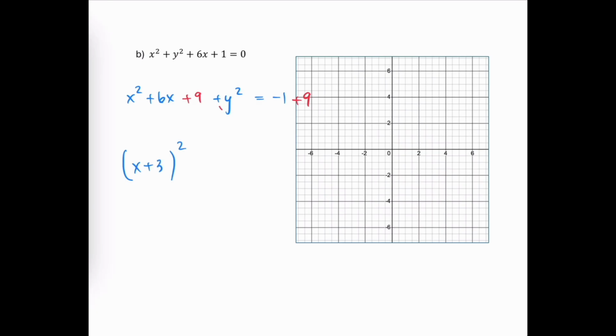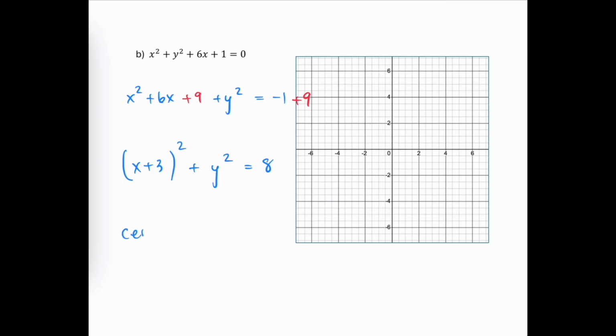Now again, notice we didn't have a y to the first power term. So when that's the case, we just write down our y squared, and what's going to end up happening is that the y coordinate of our center is just going to end up being 0. And then on the right-hand side, we have negative 1 plus 9, which is positive 8.